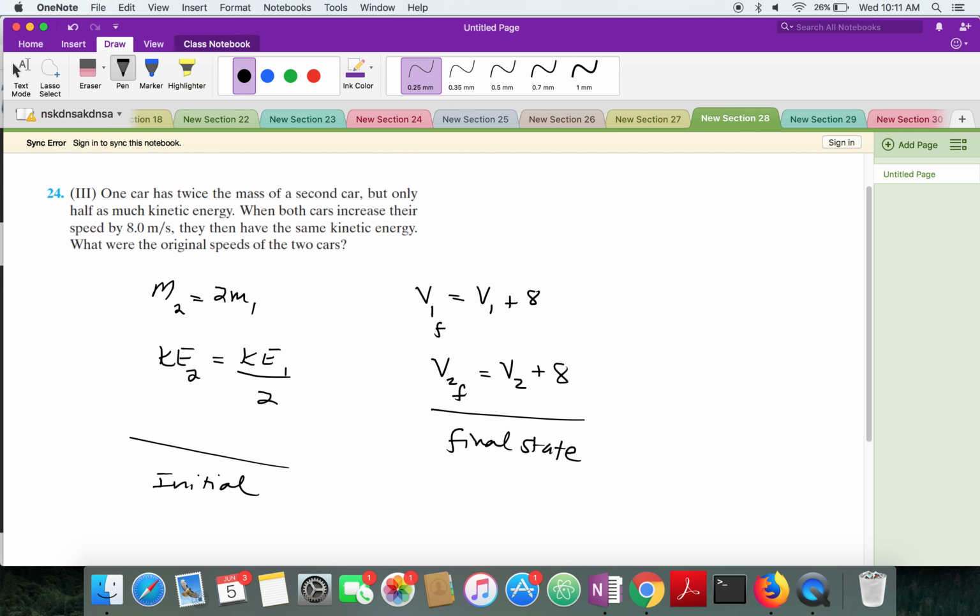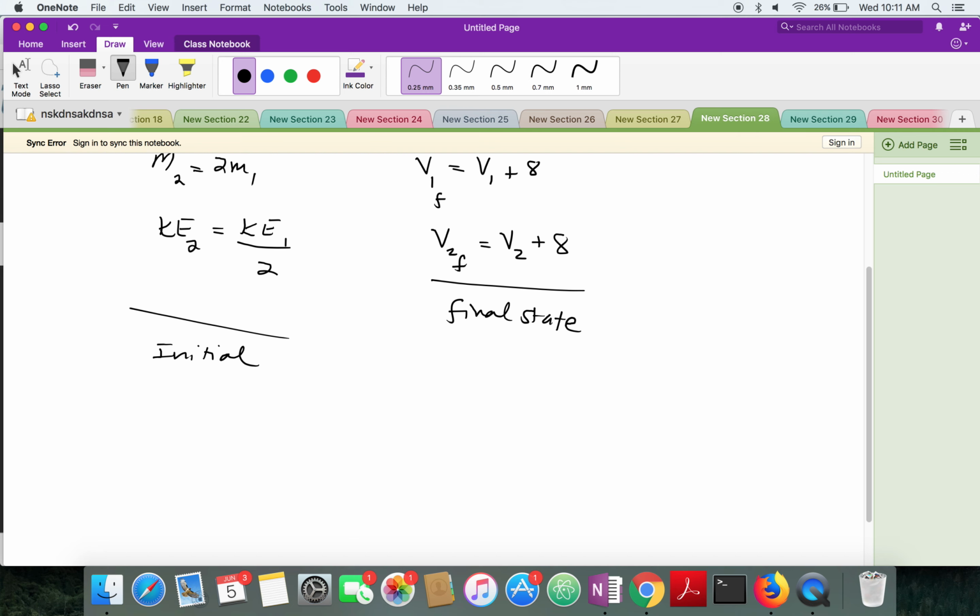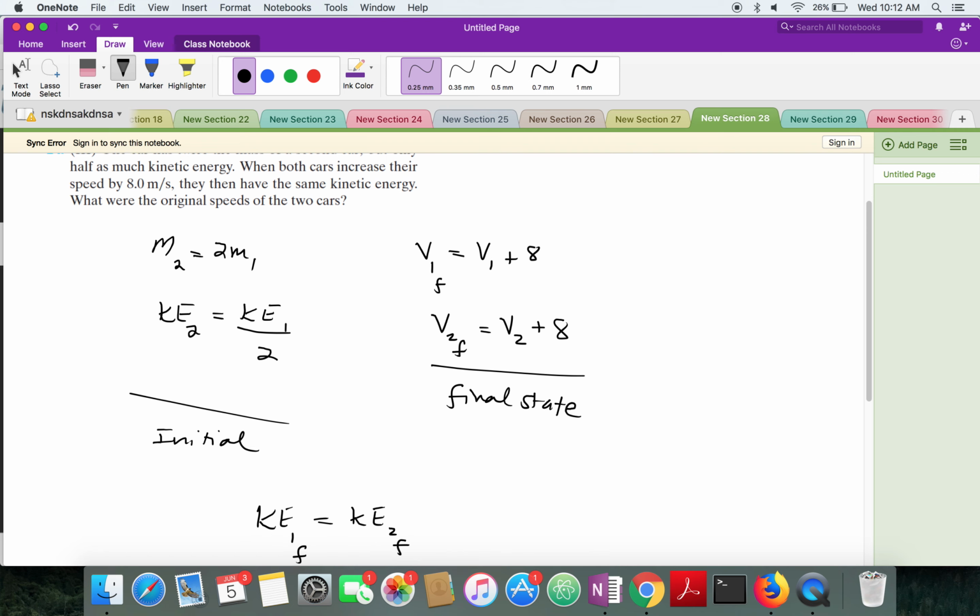So basically, let's go through this. We know that the final kinetic energy of the first car is going to be equal to the final kinetic energy of the second car. So this is going to be 1/2 m1 v1 final squared, because 1/2 mv squared is the formula for kinetic energy. And this will be 1/2 m2 v2 final squared. And they want the original speeds of the two cars.